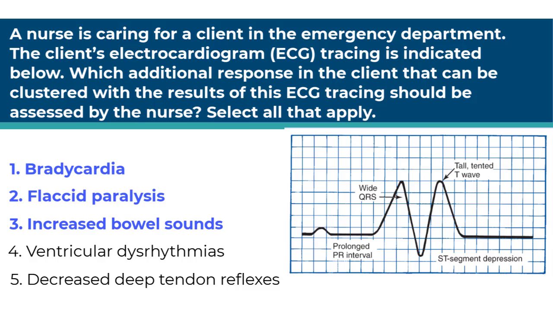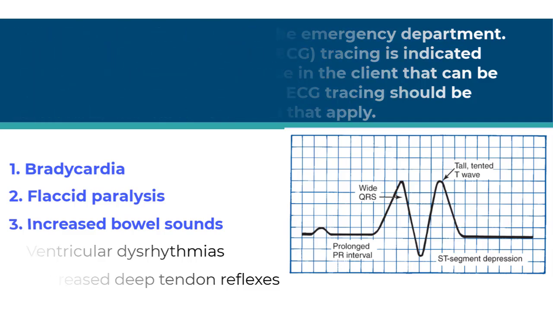Flaccid paralysis, which is muscles that lack tone and strength, is associated with hyperkalemia, again because of potassium's involvement in muscle contraction. Increased bowel sounds are associated with hyperkalemia because of hyperactivity of gastrointestinal smooth muscle. The other answers are incorrect because ventricular dysrhythmias and deep tendon reflexes are associated with hypokalemia, not hyperkalemia.